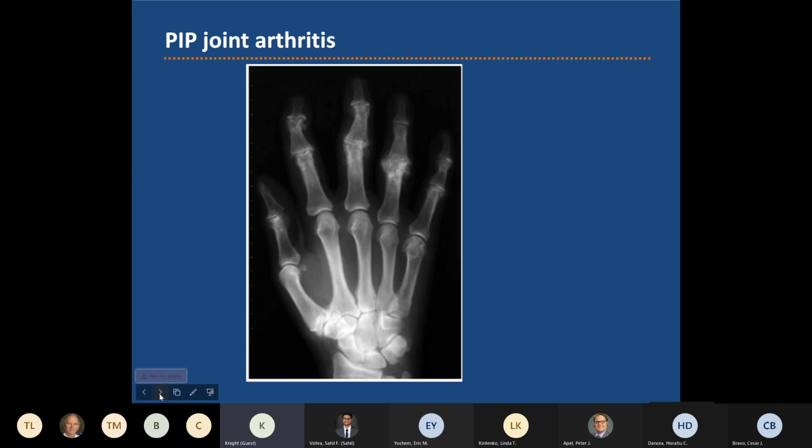So this is an example of pretty severe PIP joint arthritis. One thing you want to definitely note, and discuss with the patient, is that with any of these joint replacement procedures, you will not correct the angular deformity. The only way to correct that is with a fusion. So what happens is a lot of times these deformities recur after surgery with a joint replacement. Next.